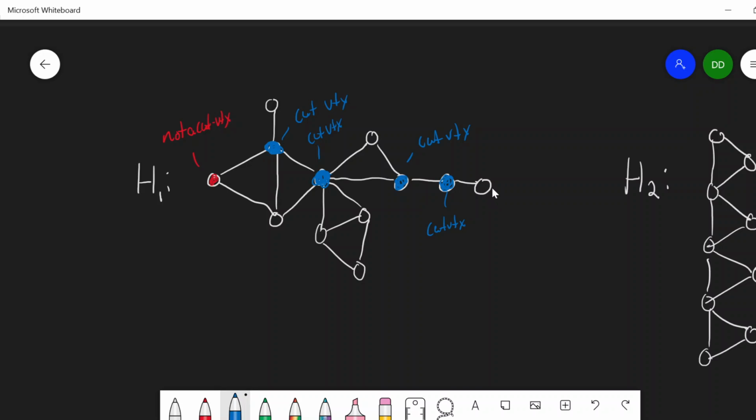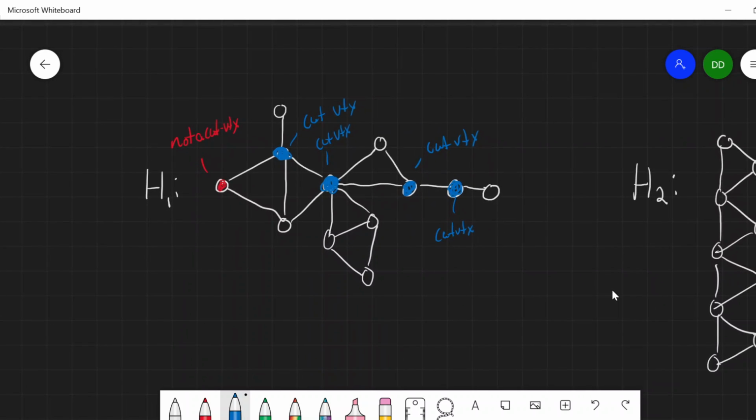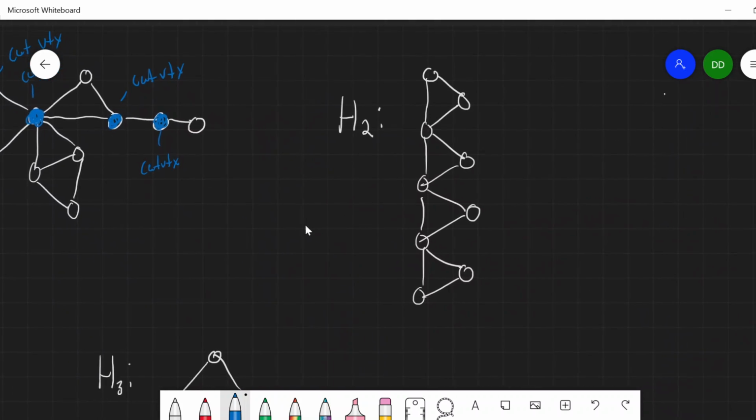This end vertex here would not be a cut vertex. In general, an end vertex can never be a cut vertex. So it looks like that graph contains 4 cut vertices. Let's take a look at another graph.